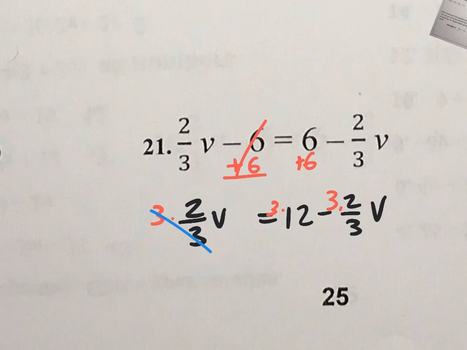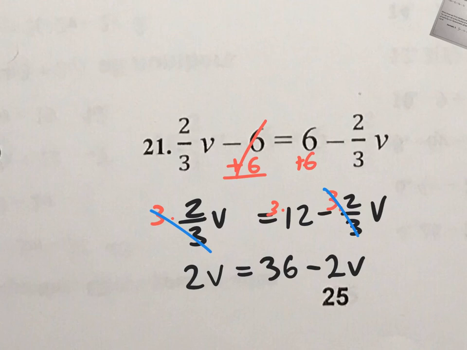And you will get 2v equals 3 times 12 is 36. And the 3 and the 3 cancel. So you're going to have a minus 2v left over. Now you want to get v by itself on one side. And of course you have v's on both sides here. You don't want it on both sides. So let's get rid of one of them.